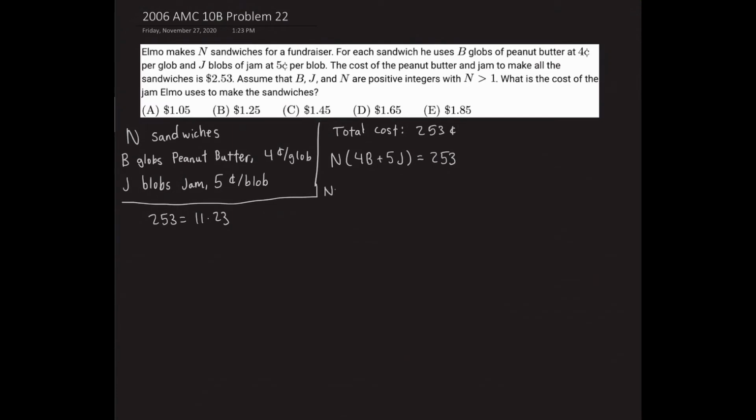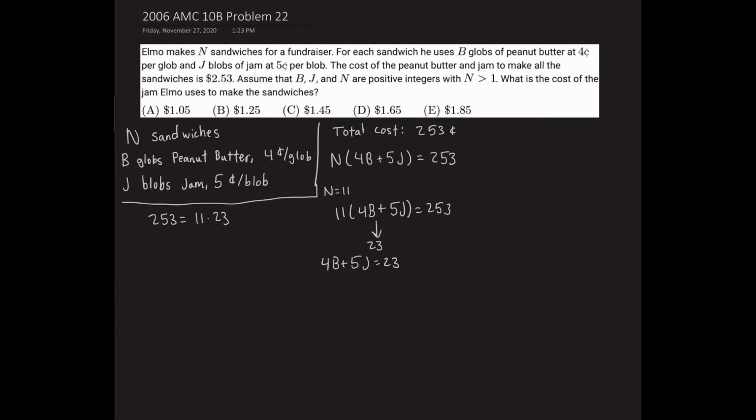So if we have N equal to 11, then that's going to give us 11 times (4B plus 5J) equals 253. And we know that 4B plus 5J is going to be 23. Then let's find out what the possible values of B and J can be. And we also know that B and J have to be integers because it's how many globs of peanut butter and how many blobs of jam we put, so they have to be integers. So if we have B equal to 1, then we're going to have 5J equal to 19, which means that J is not an integer.